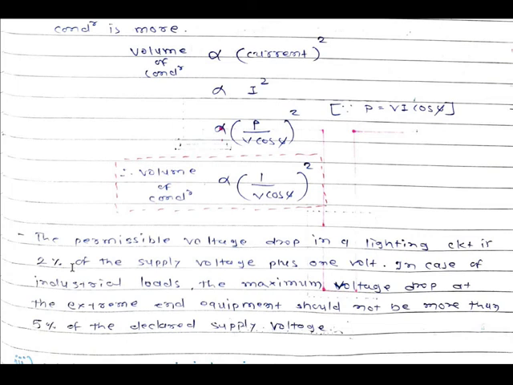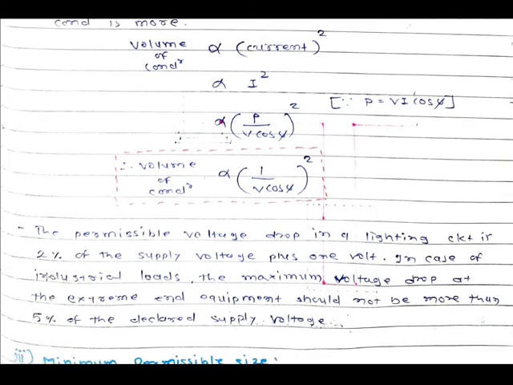And in case of industrial loads, the maximum voltage drop at the extreme end of the equipment should not be more than 5% of the declared supply voltage. For the industrial load, the voltage drop or voltage variation must not exceed 5% of the declared supply voltage.